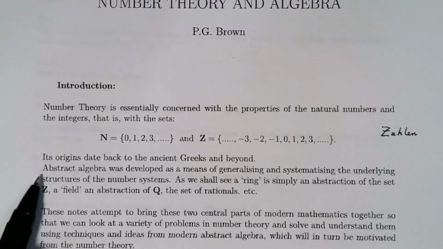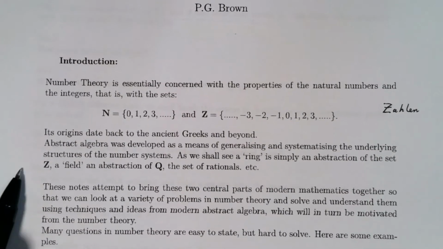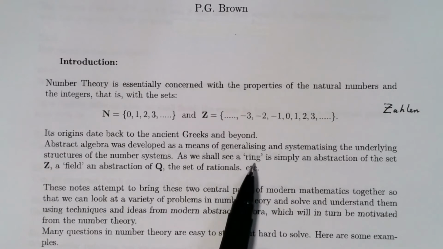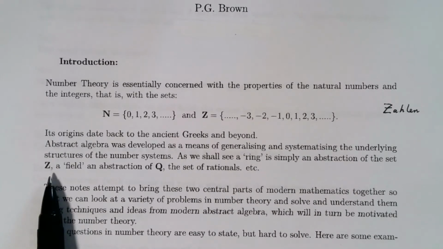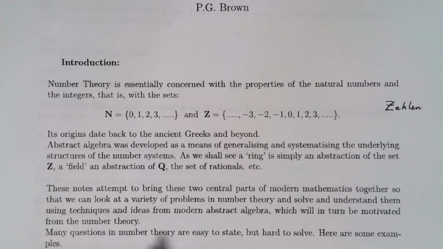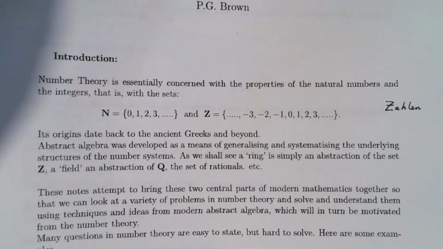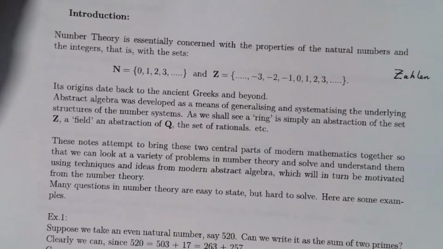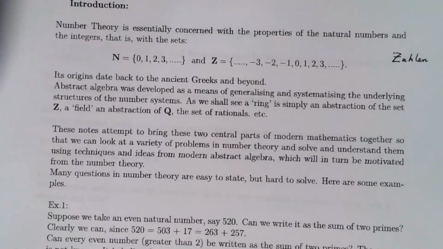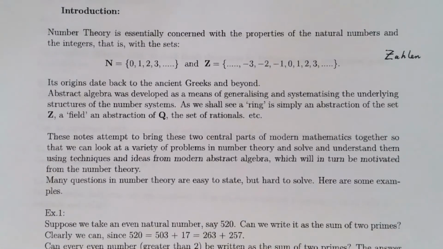Abstract algebra, on the other hand, was developed as a means of generalizing and systematizing the underlying structures of the number systems. We'll see shortly that a ring is simply an abstraction of the set of integers. A field, we'll see, is an abstraction of the set of rational numbers, Q, and we'll see other structures that are just generalizations of these basic structures of numbers. So these notes attempt really to bring these two central parts of modern mathematics together so we can look at a variety of problems in number theory, solve and understand them using techniques and ideas from modern abstract algebra, which will in turn be motivated from the number theory.